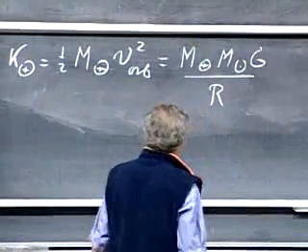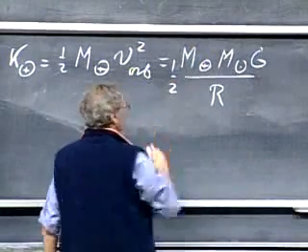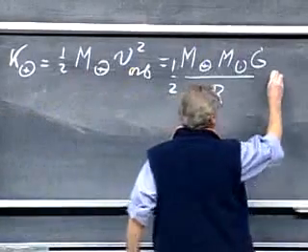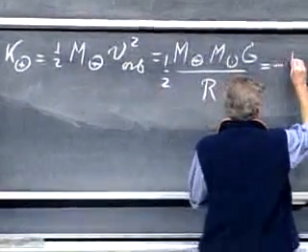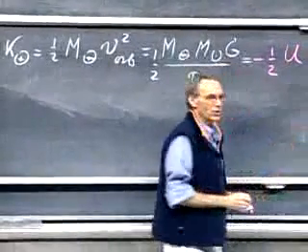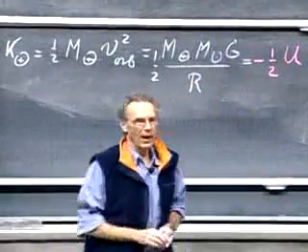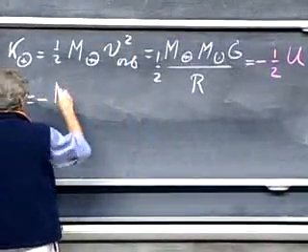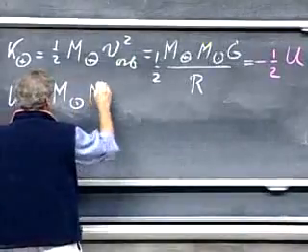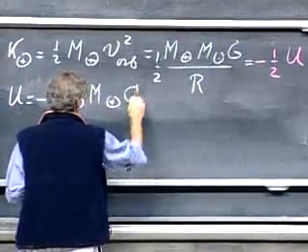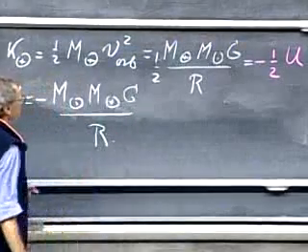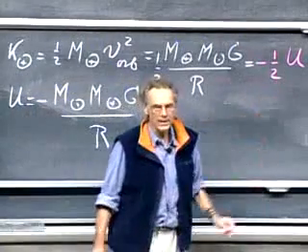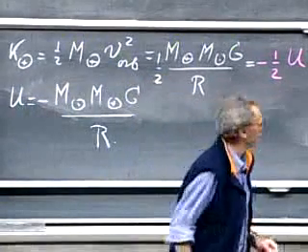But that, oh, there's a half here. Whenever I make a slip, you should always interrupt. So there's the half here. This is also minus 1/2 the potential energy. And remember, the potential energy equals minus m Sun, m Earth, G divided by R. So here you see plus half, here you see minus 1, so this is indeed minus half the potential energy.